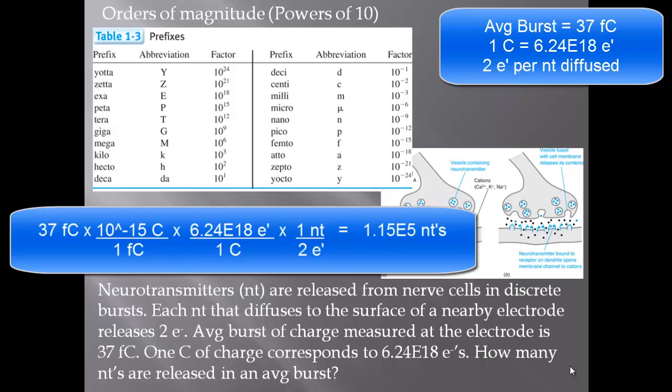Then you know that 1 coulomb releases 6.24 times 10 to the 18th electrons. The problem told you that. And then the problem also told you that for each neurotransmitter that's diffused to the surface, that releases 2 electrons. So you can put for every 2 electrons, 1 neurotransmitter is released. If you multiply all that out, you get 1.15 times 10 to the 5th neurotransmitters.